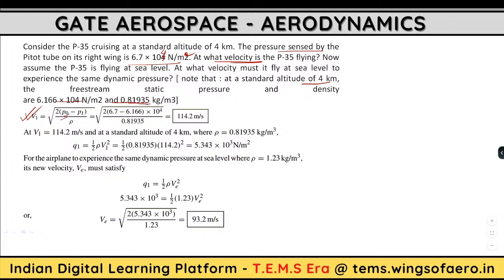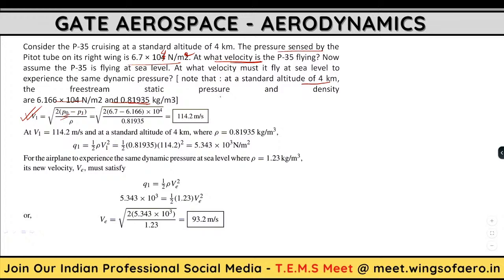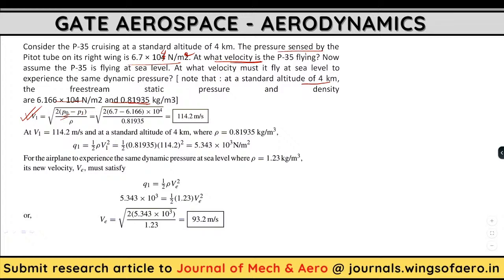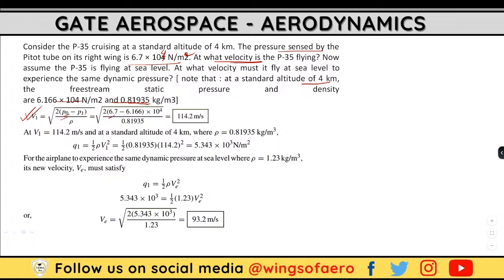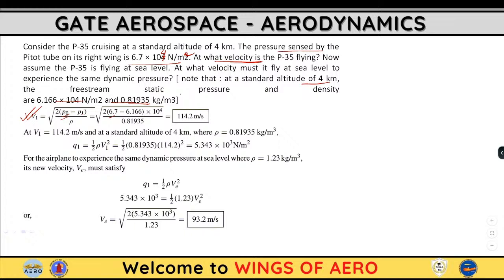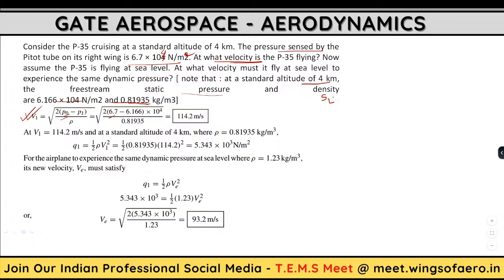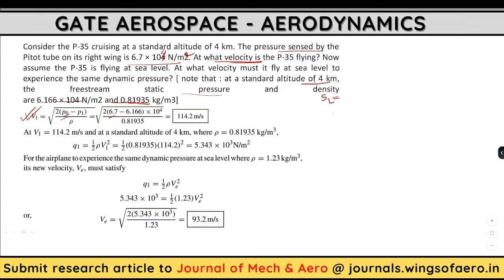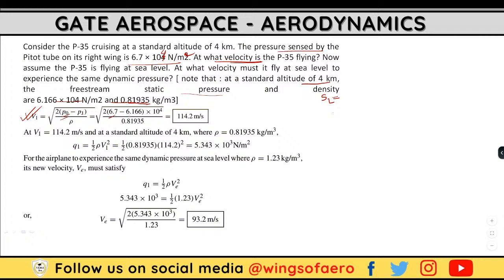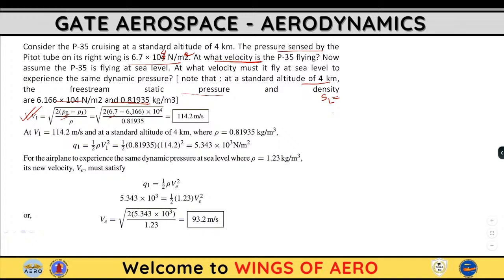P0 will be, as I said, the measured or recorded value, or here they have used the word sensed, that means sensed by the pitot tube. So that value we have to substitute over here instead of P0. Minus P1 is the static pressure you have to use at 4 km. Now if instead they are using sea level, that means you have to use the sea level pressure. Since they have given the record for 4 km, we have to use the free stream pressure for the 4 km altitude. When you solve, you get the answer.